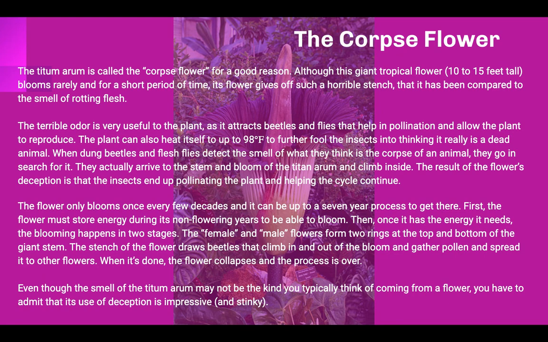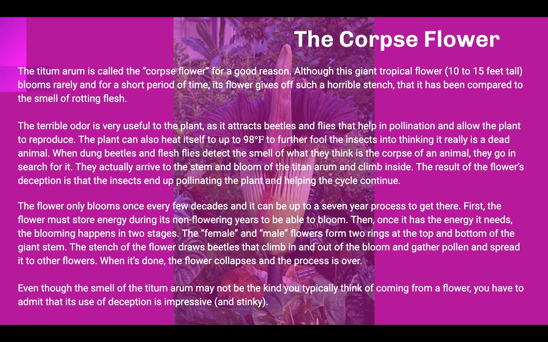When dung beetles and flesh flies detect the smell of what they think is the corpse of an animal, they go in search for it. They actually arrive to the stem and bloom of the Tidum arum and climb inside. The result of the flower's deception is that the insects end up pollinating the plant and helping the cycle continue.